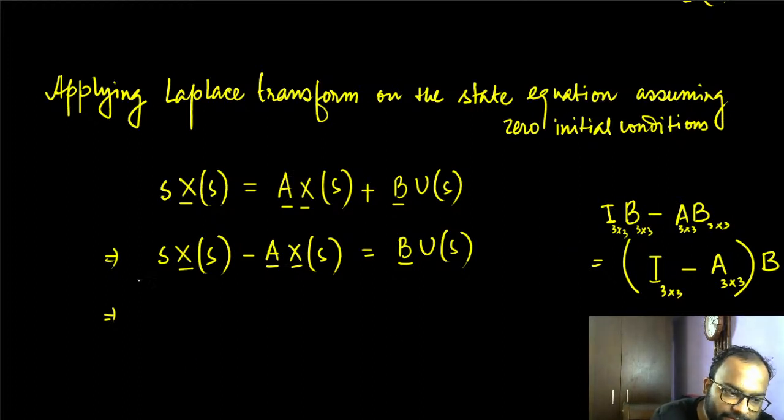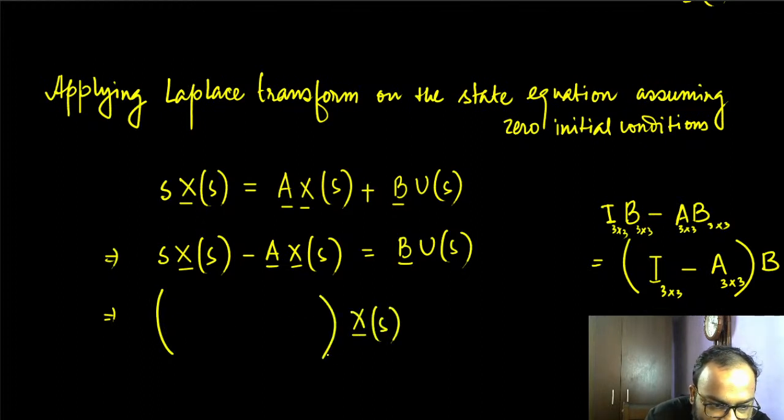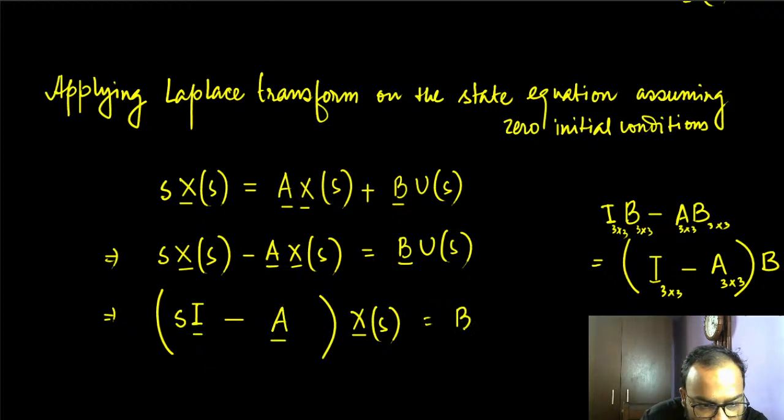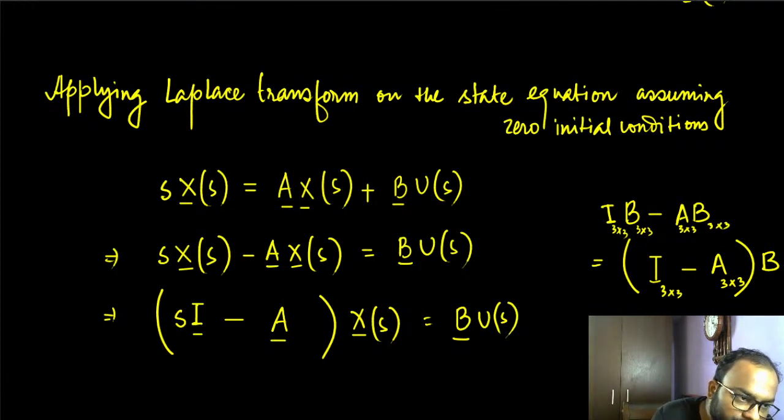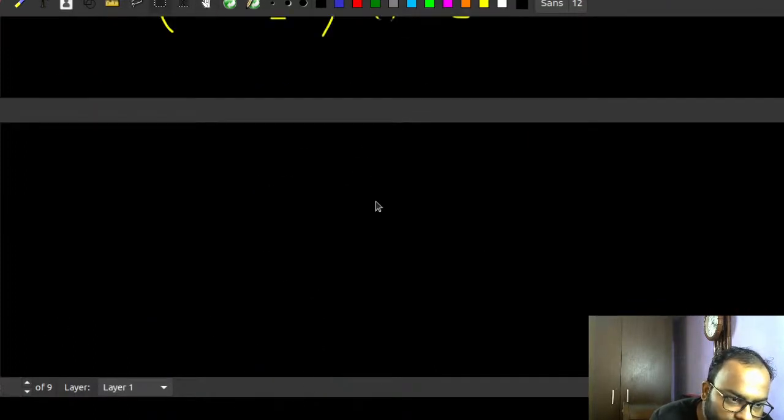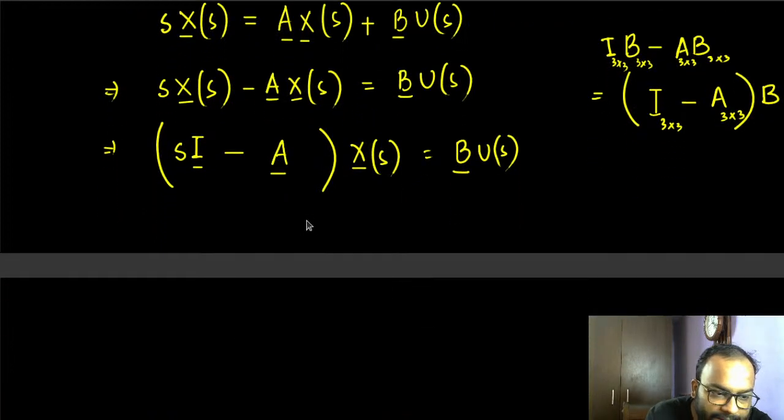So in a very similar fashion, when I factor this X(s) out of this, this does not just become s, which is a scalar quantity. Instead, it becomes sI, and there we have A, and that equals B U(s), right? At any step, if you don't understand any of these, please let me know right now.